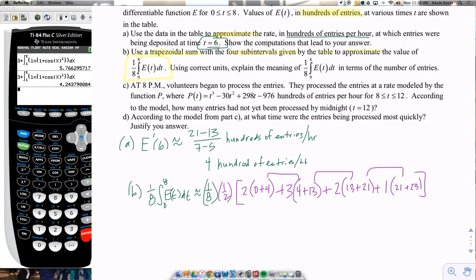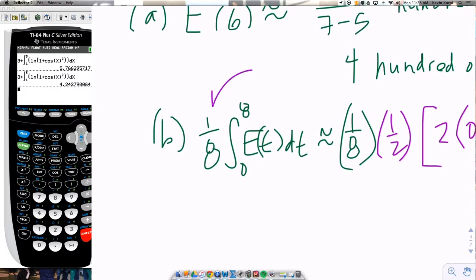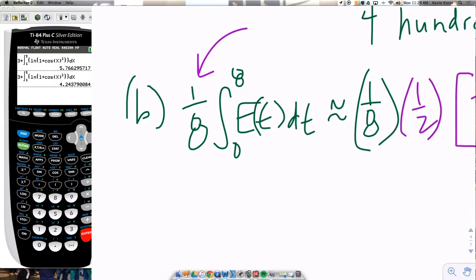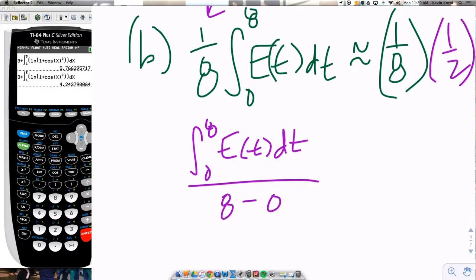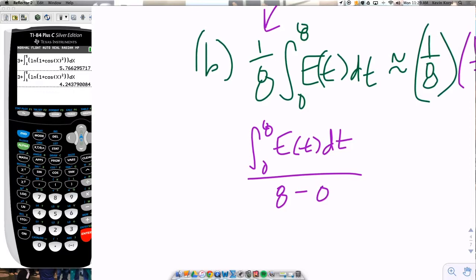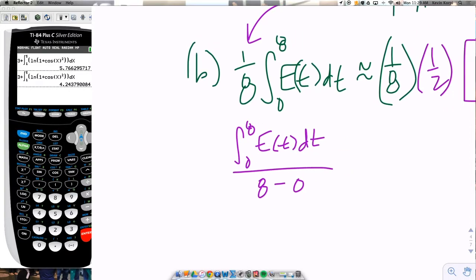No. It says, now, using correct units, explain what that means in terms of the number of entries. So now we have to figure out what that 1 over 8 is doing in front, which hopefully you're prepared for now, right? What is it? It's the width of the interval. Whenever you have a number out front, that's the same as the integral from 0 to 8 of E of t dt. Multiplying by 1/8 is the same as dividing by 8, which is the same as 8 minus 0. So when do we get integral over width? It's the average value, and it's the average value of E of t. What is E of t measuring?